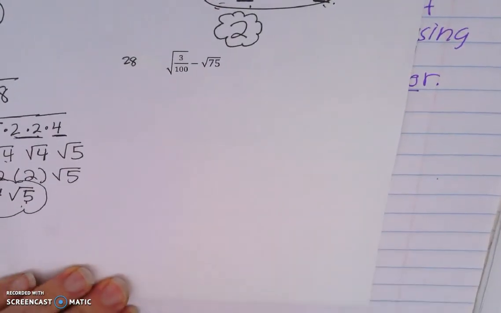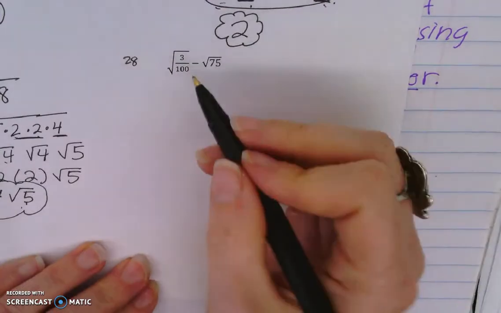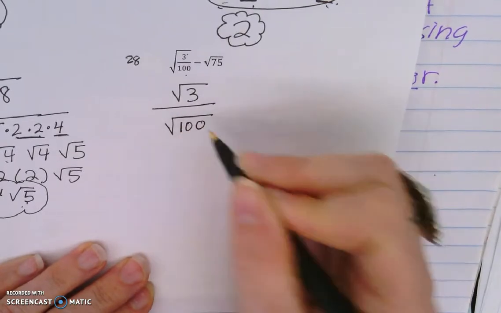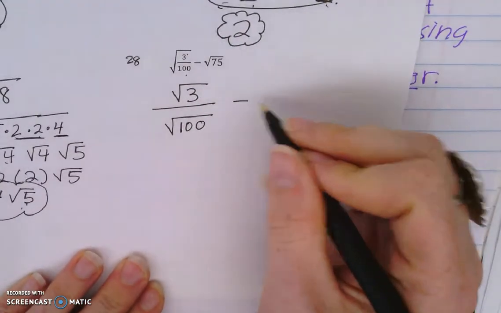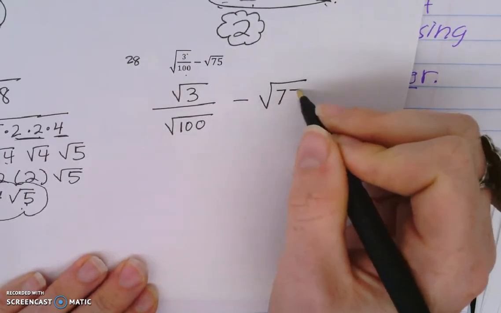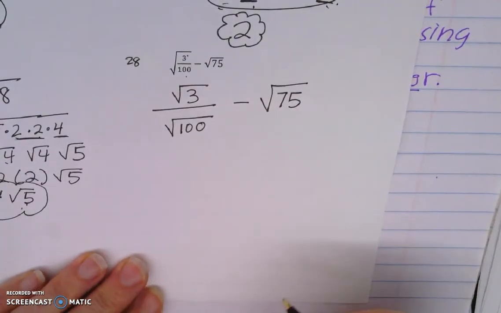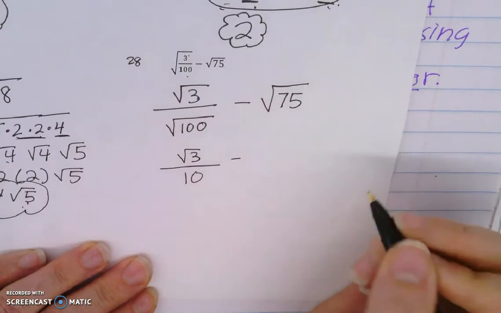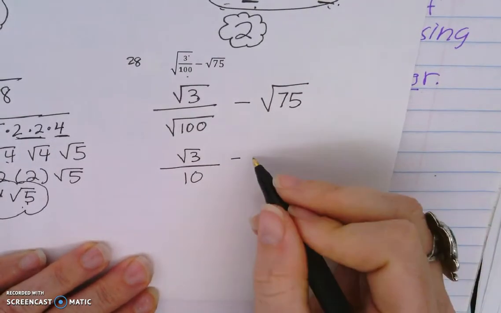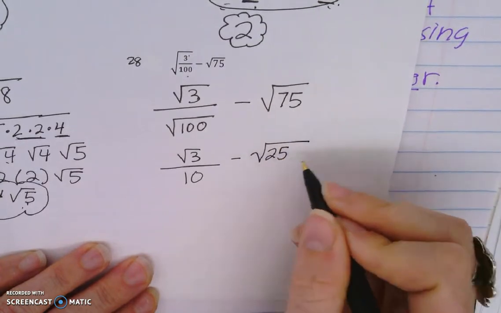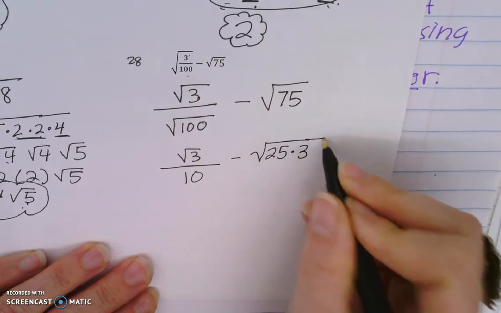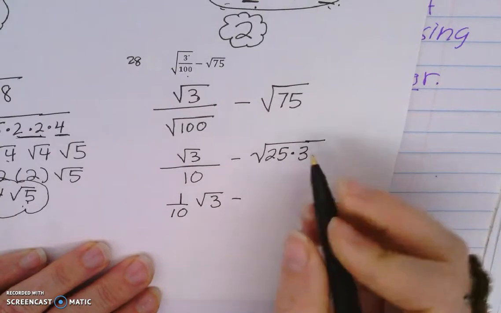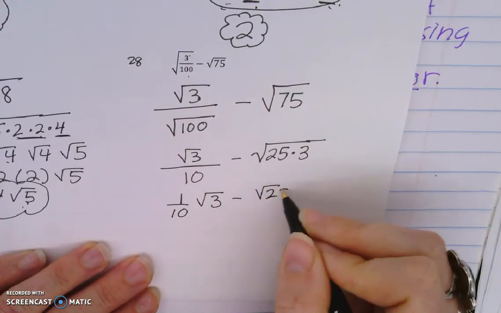Taking a look at 28, remember that the square root of a fraction, the square root radical belongs to the numerator and to the denominator. So that's going to help me simplify this expression a lot easier. So now the square root of 3 is square root of 3. The square root of 100 is 10. And I'm subtracting square root of 75, which I know factors of 75 are 25 and 3. So now I can think about this as 1/10 of the square root of 3 minus square root of 25 times square root of 3.